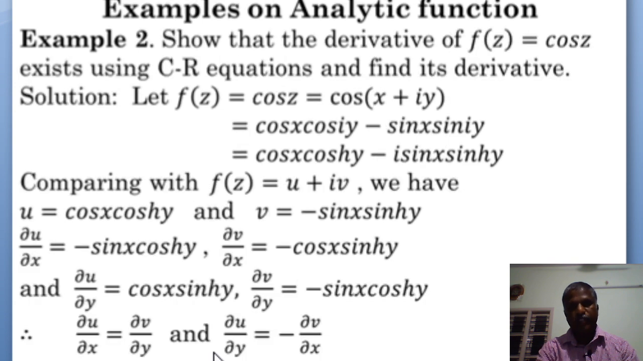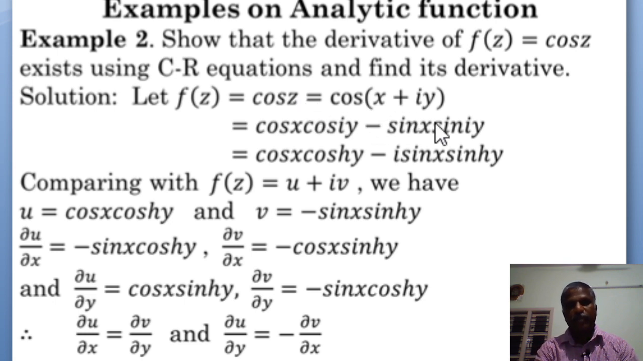Let us see one more example. Show that the derivative of f(z) = cos z exists using CR equations and find its derivative. So you have to find the derivative using CR equations. Solution: let f(z) = cos z. Again we have to write cos z in terms of u(x, y) + i v(x, y). For that take z = x + iy.